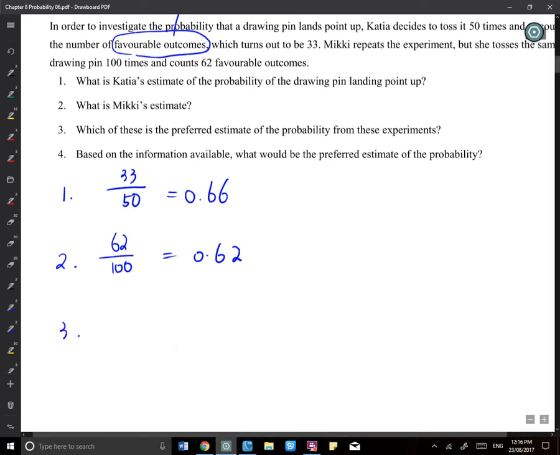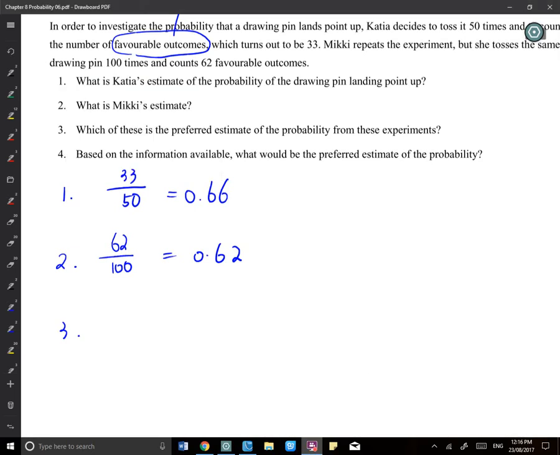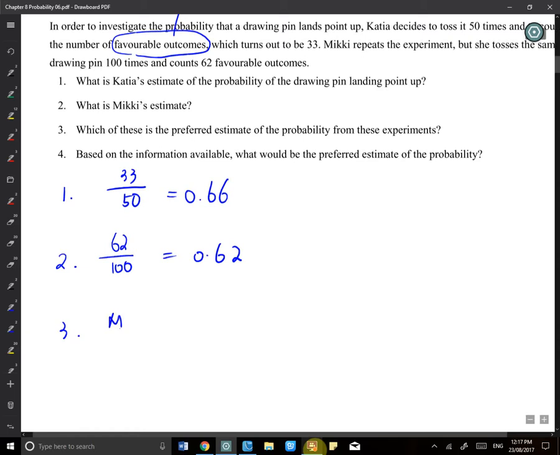Number 3, what I'm asking is, which of these is the preferred estimate for this experiment? Which one is preferred? If you choose one of the results, which one do you choose? Yeah, Mickey's, the second, because the more the better. The more trials you do, the more you approach the theoretical one. So you answer Mickey's.